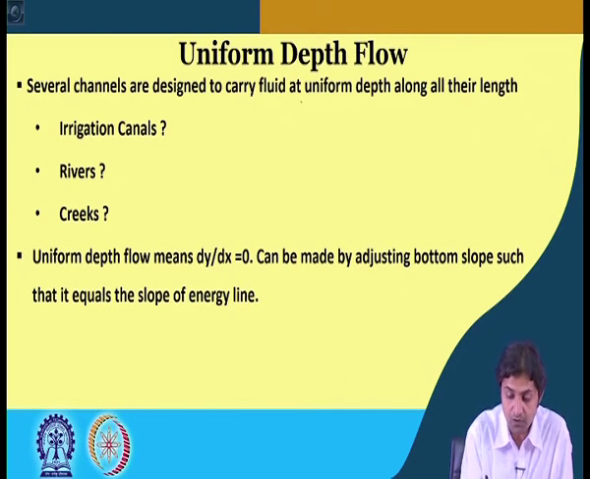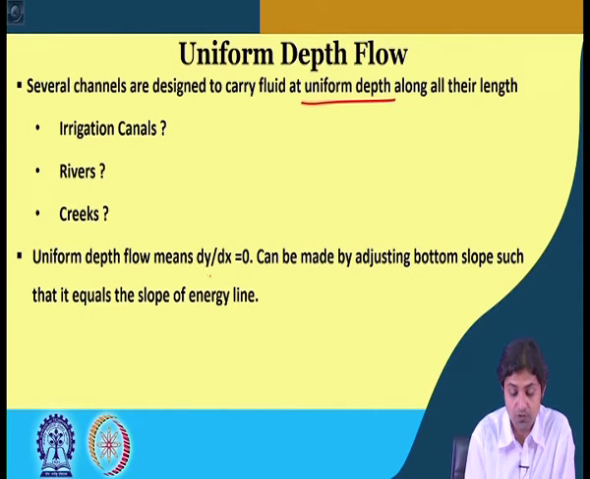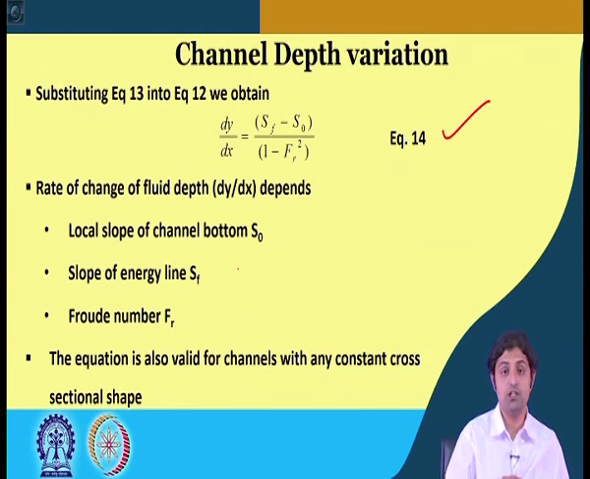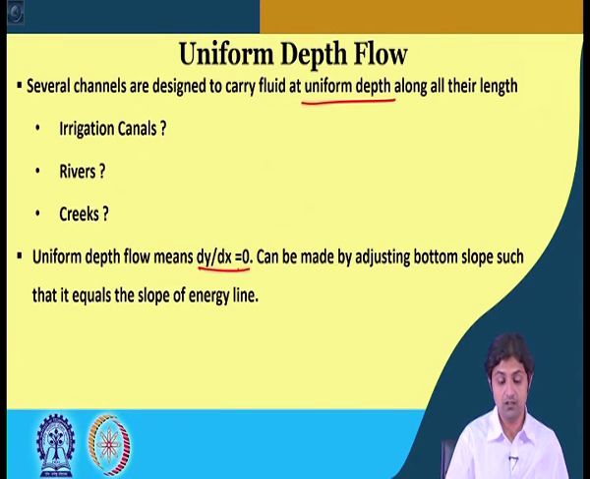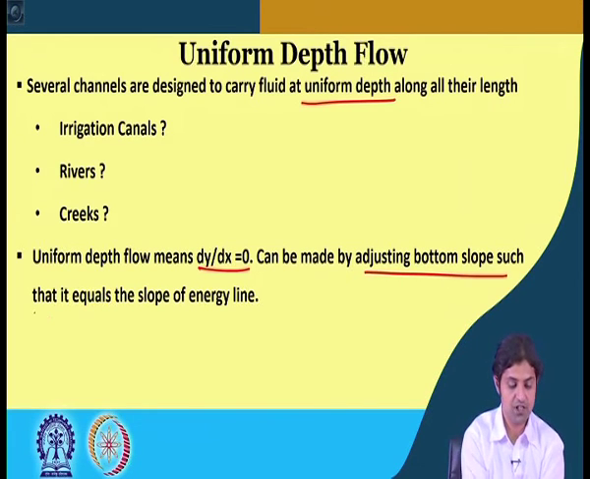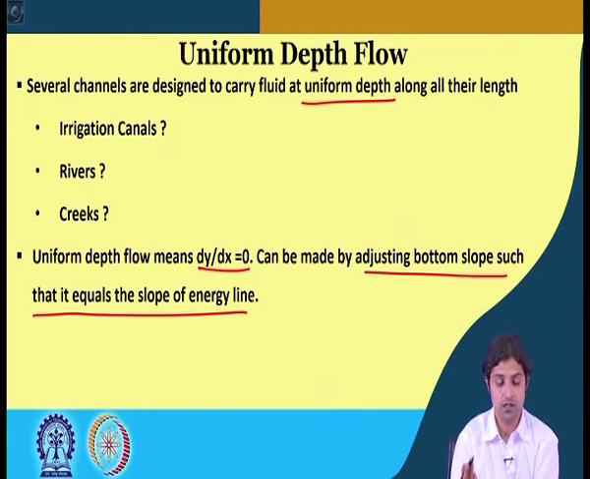and uniform depth means the rate of change of y with respect to x is equal to 0 from equation number 14. So, if dy by dx is equal to 0, that means it is a uniform channel, and this can be made by adjusting the bottom slope. Bottom slope is z naught, because if we are going to design say an irrigation canal or something, we can obviously change the angle of the slope of the canal. It can be made by adjusting bottom slope such that it equals the slope of the energy line. Roughness can be known, and we can calculate SF.